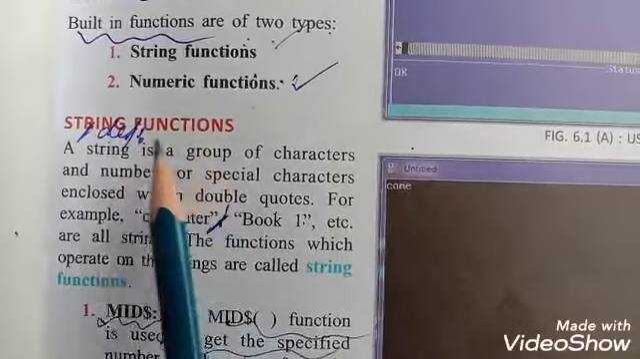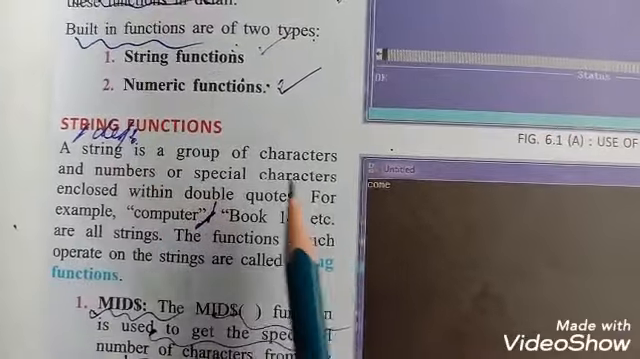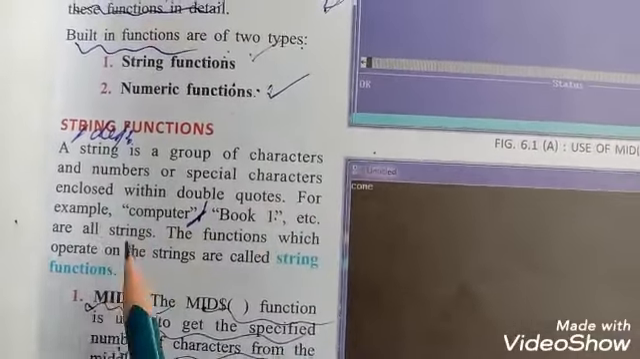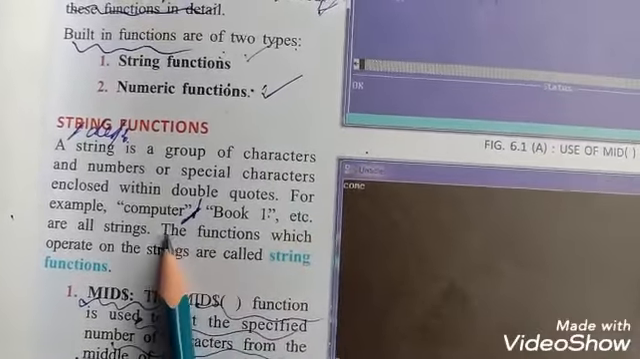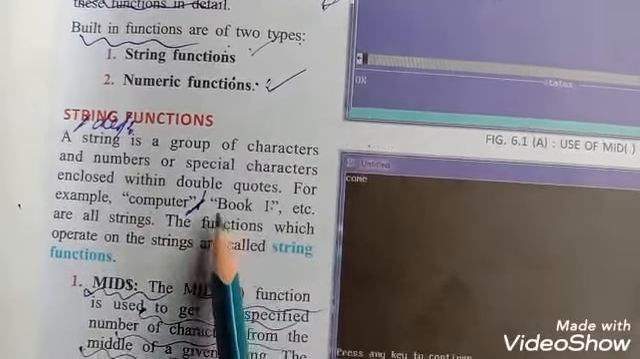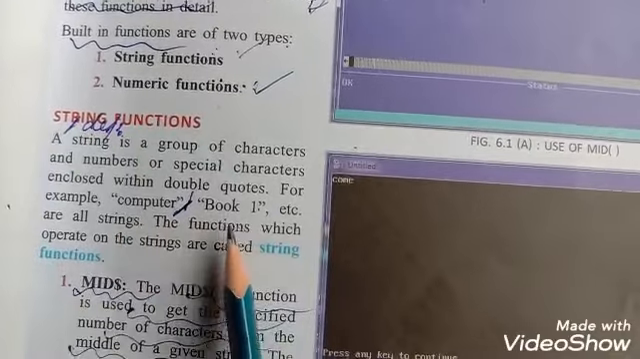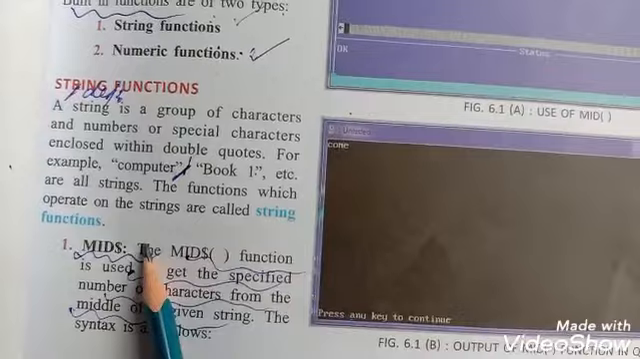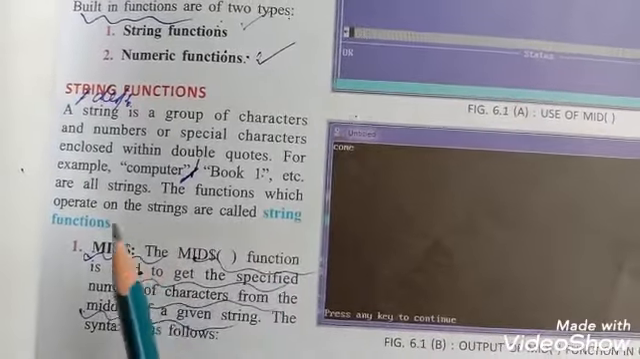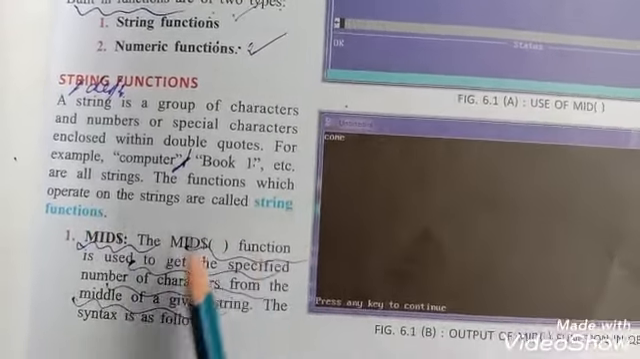String functions. A string is a group of characters, numbers or special characters which are enclosed within double quotes. The functions which operate on the string are called string functions.